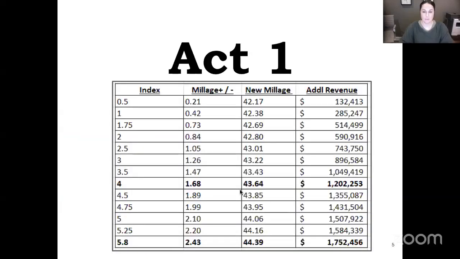So the Act 1 index, what does that mean for us this year? The base index is 4%. The adjusted index is 5.8%. Obviously, if we do nothing, we're not going to see any additional revenue to our budget. But if we are to move forward with some type of a tax increase, this is what that would mean in terms of dollars. So if we were to go to the base index, we could generate $1.2 million. And at our adjusted index, it would be a little over $1.7 million.